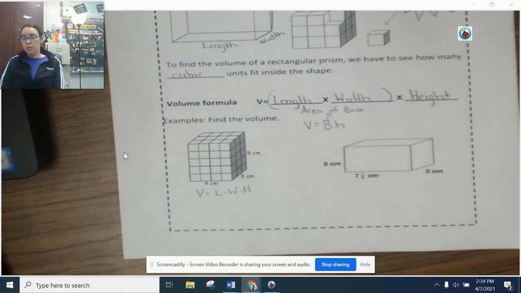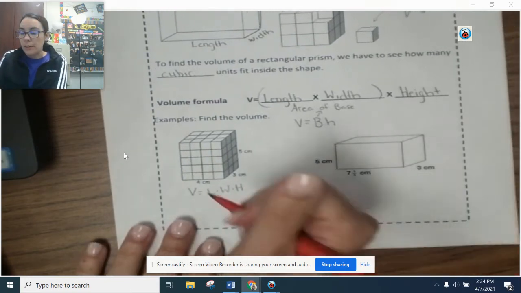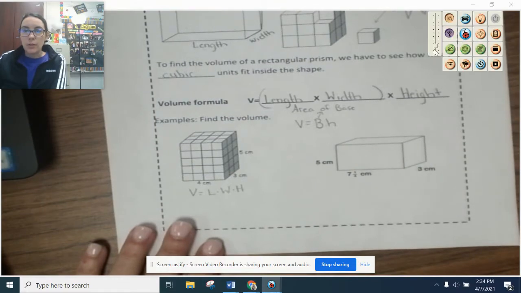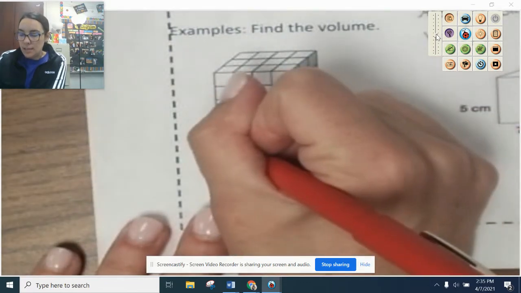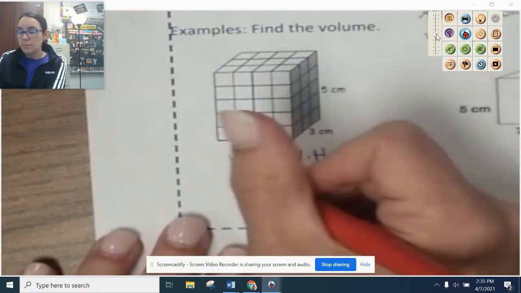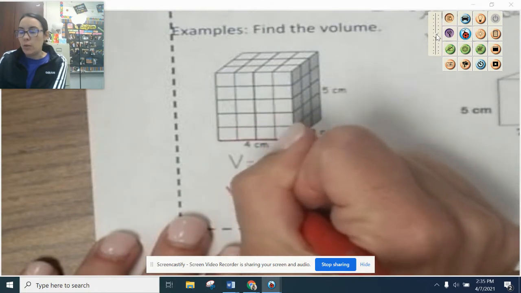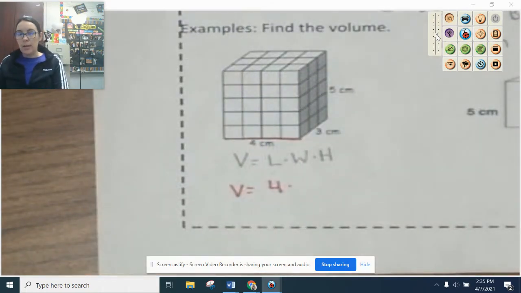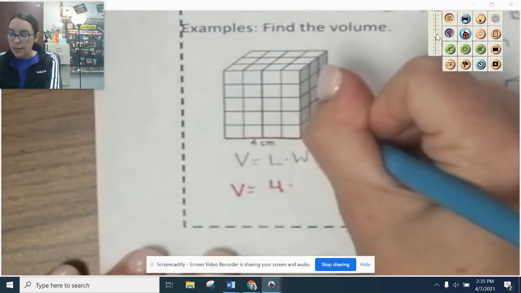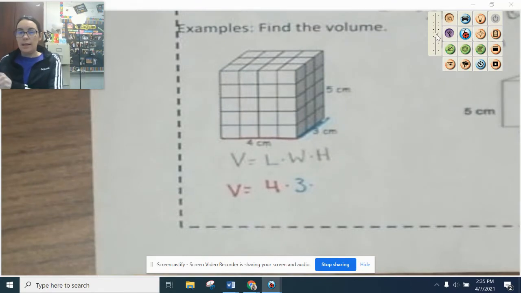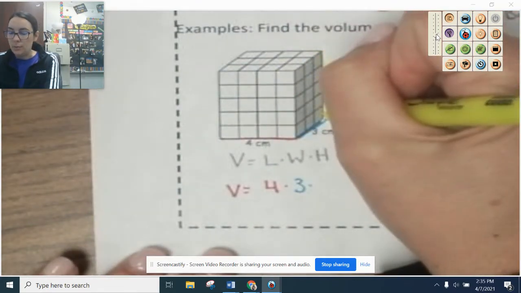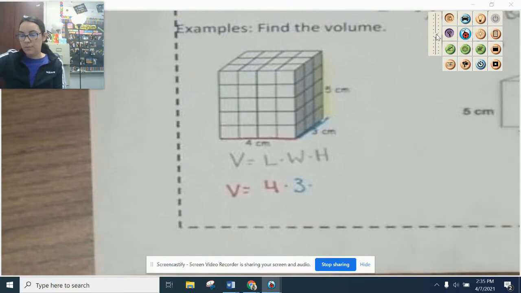Okay, and the order, remember, doesn't matter. I know we talked about it in one of my classes that because it's multiplication, it has that commutative property. So let me zoom in a little for you guys. If we're looking at this, this is our length right there. So we can say our volume equals 4 times, and then we have our width right here, so it's 3 times our height, which we can see right here is 5.